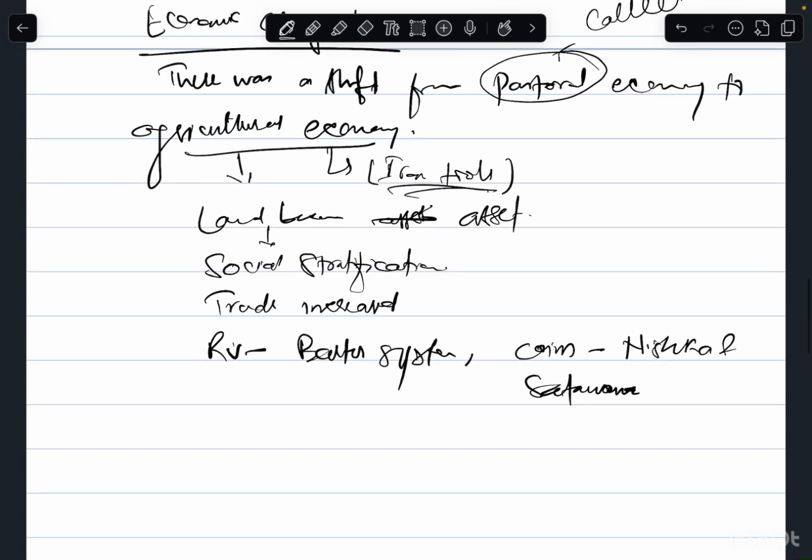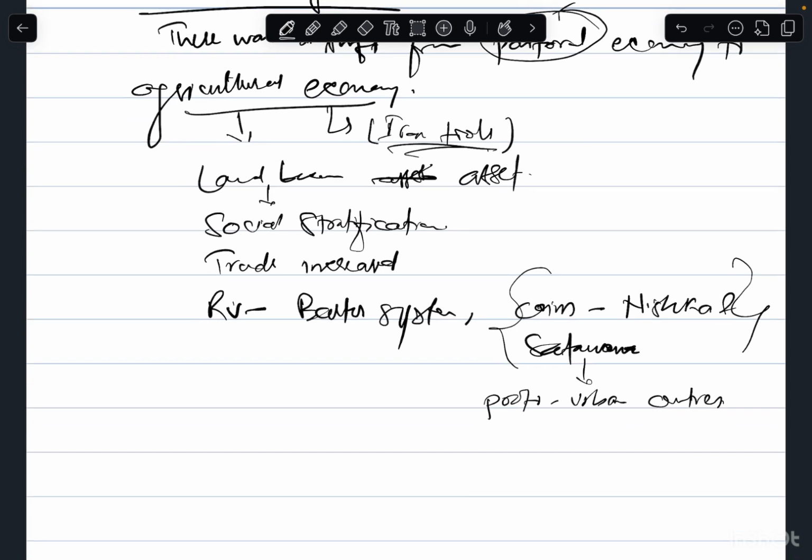So what are these things referring to? These things are giving us the idea that now the development of proto-urban centers is happening here. Okay, so here now we can write down the conclusion as well.